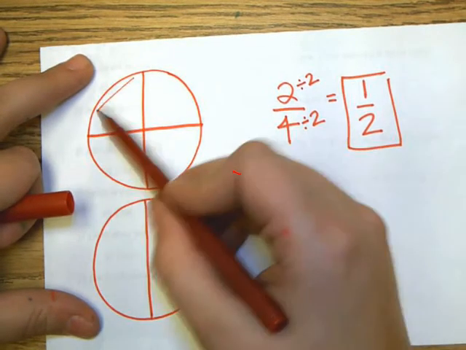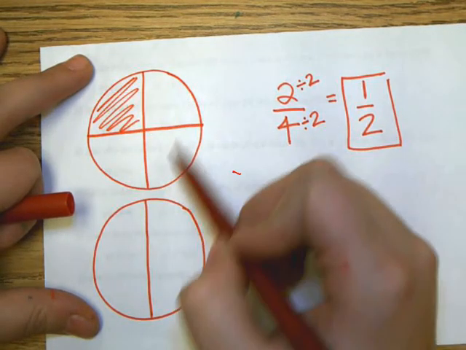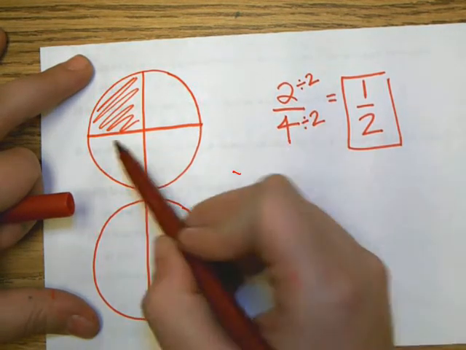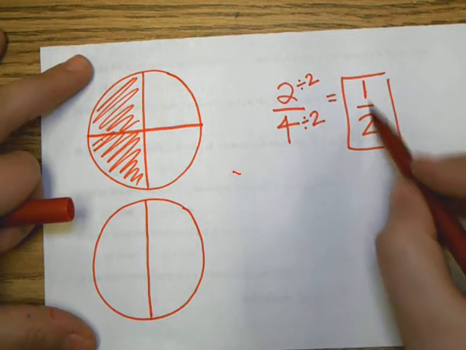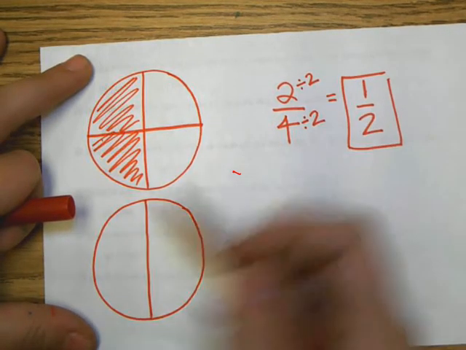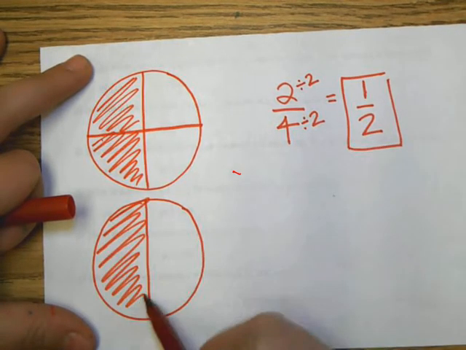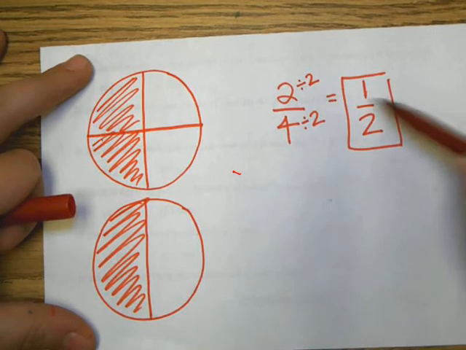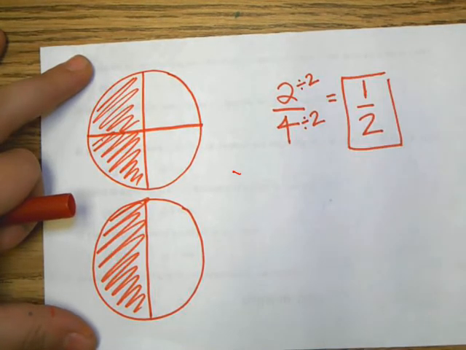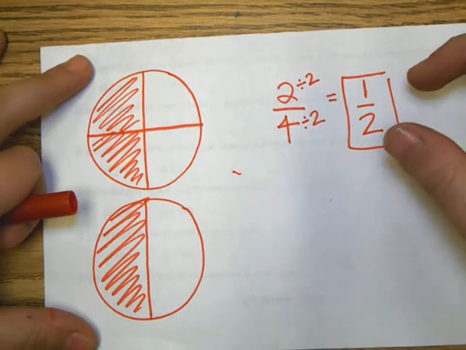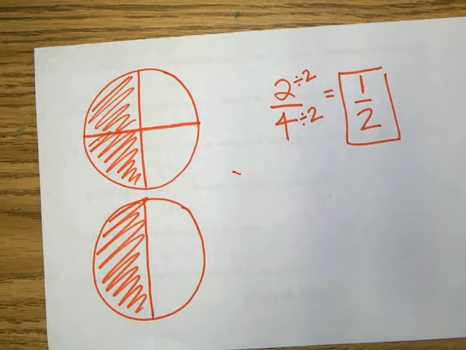So 2/4 looks like this. I broke the whole circle into 4 pieces, and that's what 2/4 looks like. Whereas 1/2, I cut it into 2, and I have 1. So they're the same value. They mean the same thing. It's just that 1 and 2 is smaller than writing it with 2/4. So that's what simplify means. Don't change the value, just rewrite it in a simpler way.